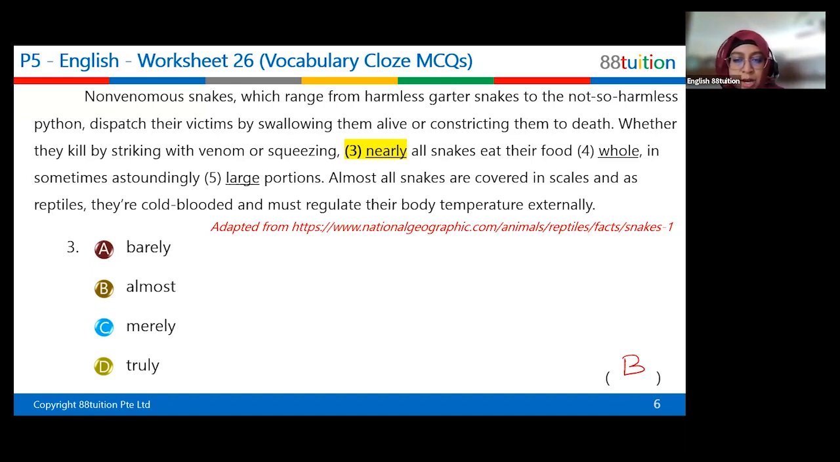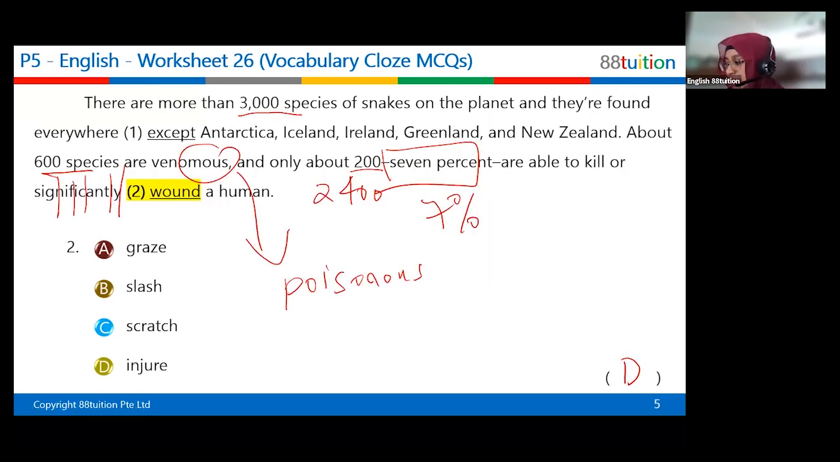Okay, so here, non-venomous snakes. Just now, if you remember, what percentage are the non-venomous snakes? Anyone remember from the previous slide? Put in the chat if you remember. We talked about this in the previous slide. No one remembers? Let me go back to that slide. You see, the non-venomous snakes are about 7%. Sorry, 600 species are venomous. Correct. Only 7% are able to kill.